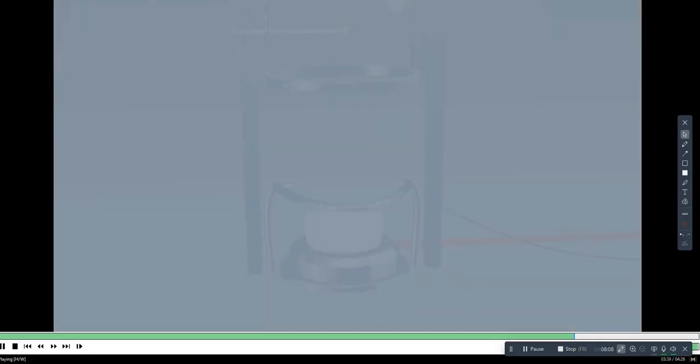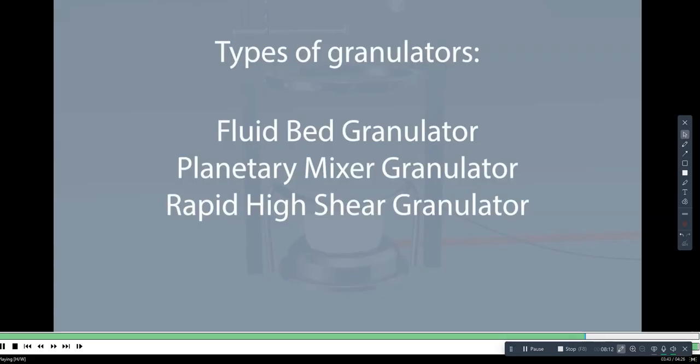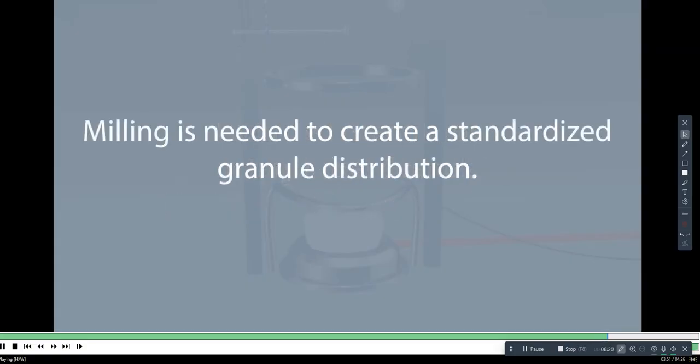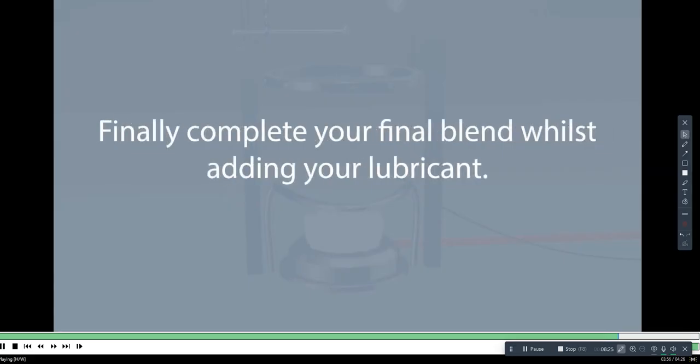There are many different machines and processes for wet granulation, such as fluid bed granulators, planetary mixer granulators, and rapid high shear granulators. After both wet and dry granulation, milling is needed to delump and create a standardized granule distribution. After milling, complete your final blend whilst adding lubricant. The lubricant is added after to coat the final granule, which allows the formulation to flow easier through your press.